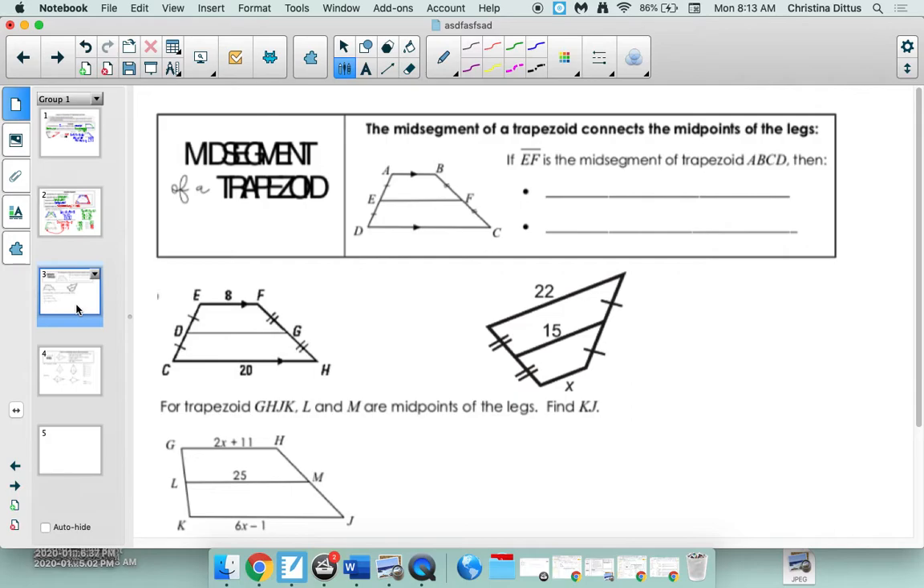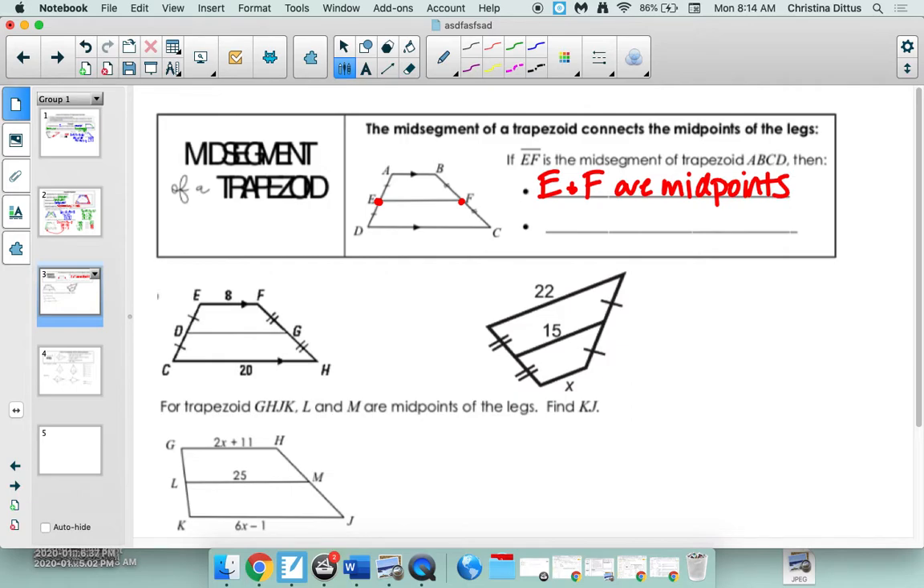I don't know if you remember we had a mid-segment of a triangle. But we also have mid-segments of a trapezoid. So here's what's true. If EF is the mid-segment, that means E and F are midpoints. We'll do both on the same line. Do I need to finish that of AB and BC, or is that obvious?